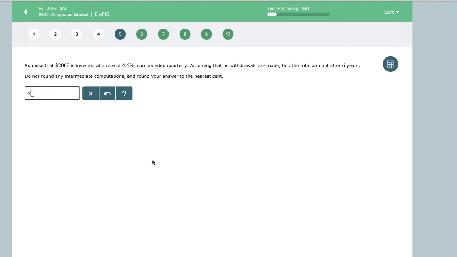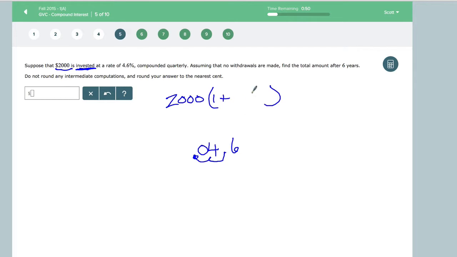Number 5. Again, very similar question. We're starting with $2,000, parentheses, 1 plus, and I see right here it's an investment, so we're hoping it goes up. That's why I use the plus. It's going up, we're hoping, at a 4.6%, and I did it again. Be very careful with that. You know, you can see even I can make a mistake here. So move the decimal twice. You have 0.046.